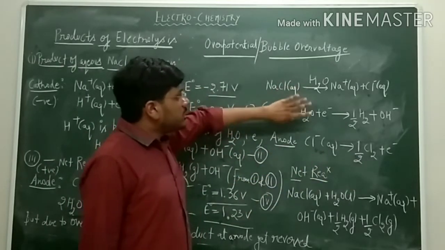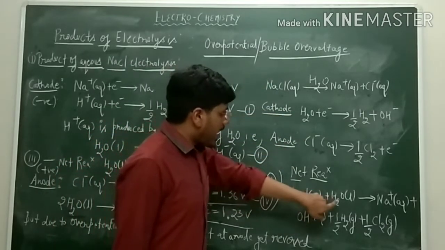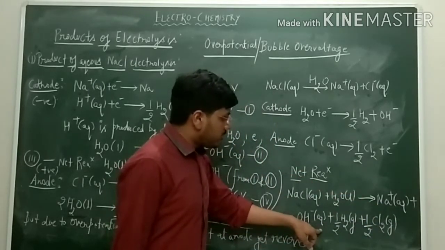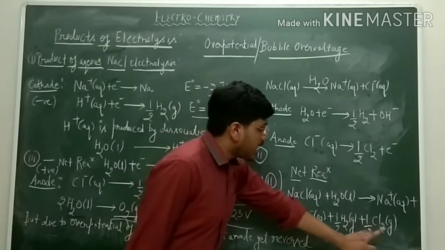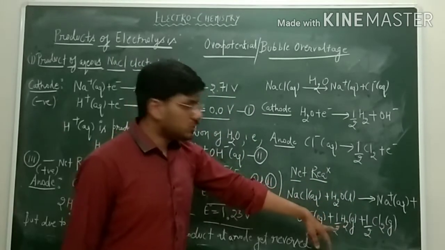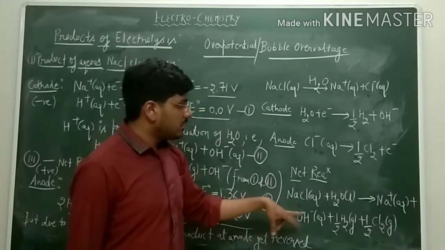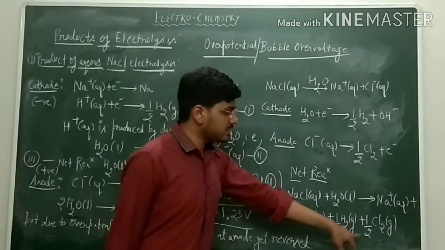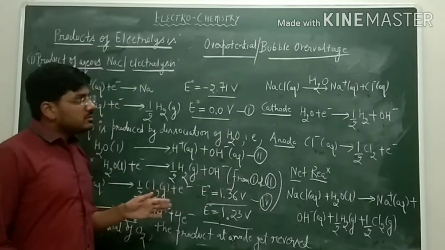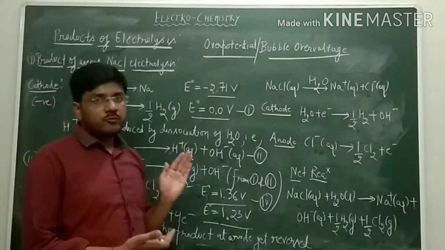The net reaction, which we obtain on adding the first, second and third equations, is NaCl aqueous plus water forming Na+ aqueous plus OH- aqueous plus half hydrogen gas and half chlorine gas, which gets liberated. So we obtain three net products during the electrolysis of aqueous NaCl: NaOH, hydrogen gas and chlorine gas. This example is asked many times in the exam, so the products of aqueous NaCl electrolysis have to be remembered.